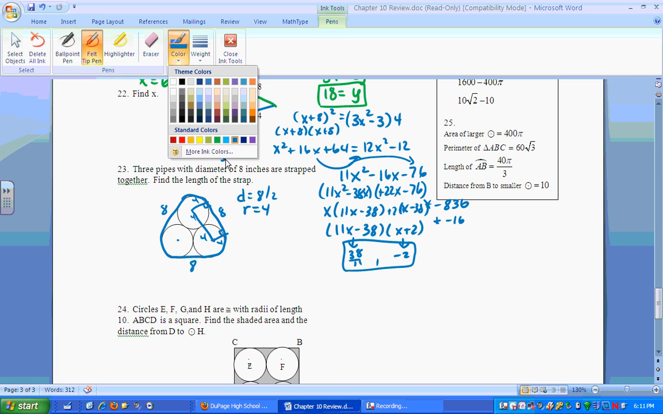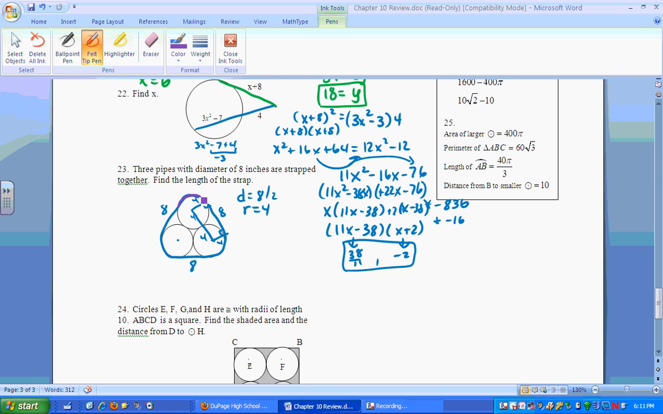And then what we need to do is find the measure of each arc. But this arc and this arc are each 1/3. So what happens is that becomes one full circle. So you get 2 pi r, which ends up being, when you do the math of a radius of 4, 8 pi. So doing the math, 8 plus 8 plus 8, that's 24. And you're adding 8 pi for the length of the strap around the pipes.